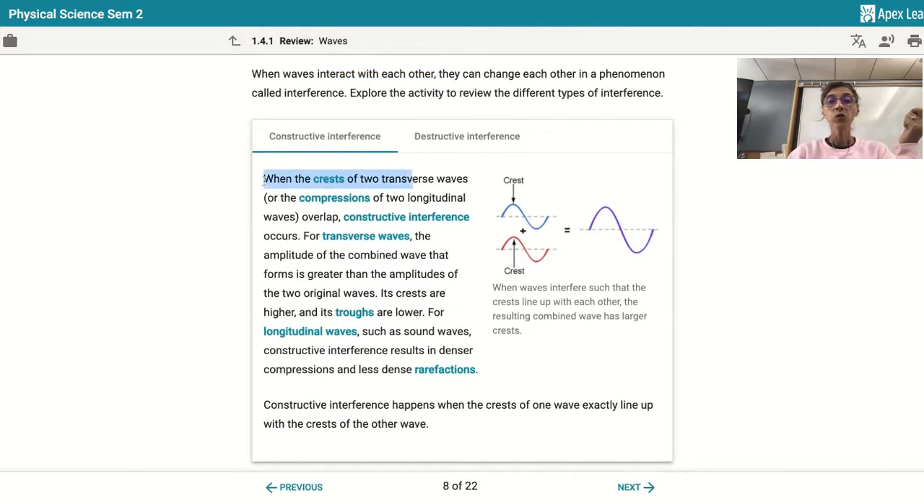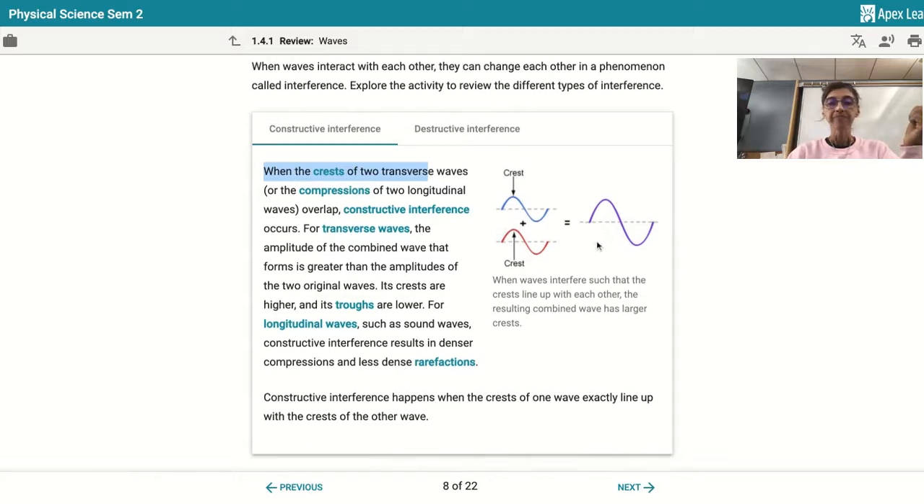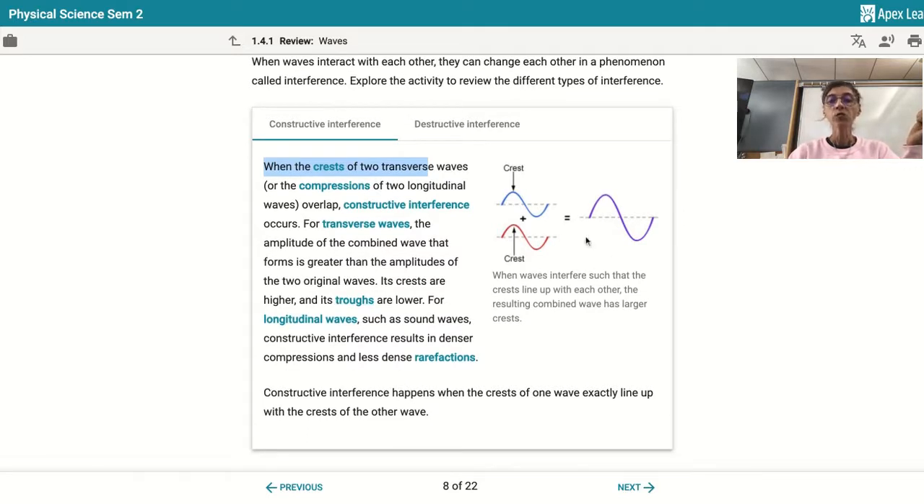When you have two crests meet, that's the two peaks, what happens is you get a much bigger crest. That's called an additive property or constructive interference. Constructive interference means you get a bigger wave, okay? When two troughs meet, the same thing happens. You get a much bigger trough.